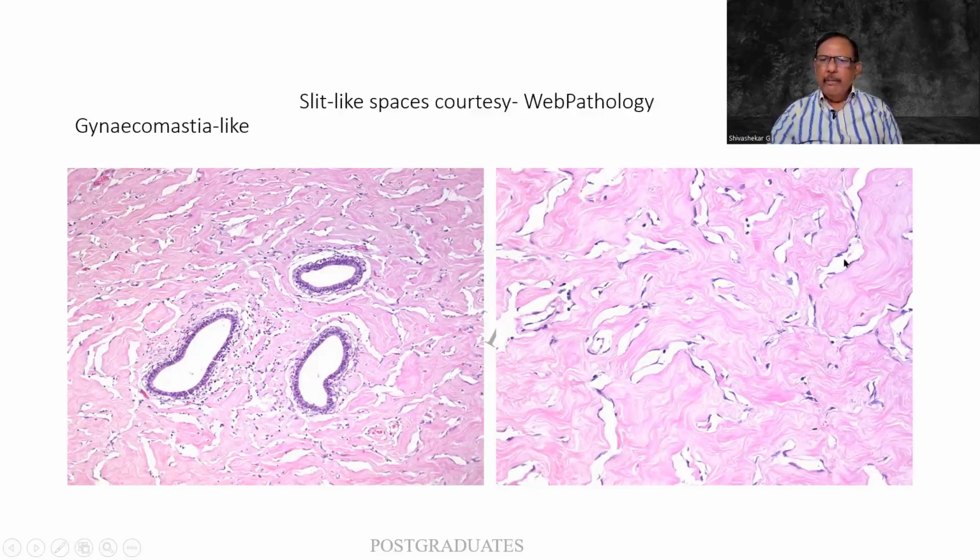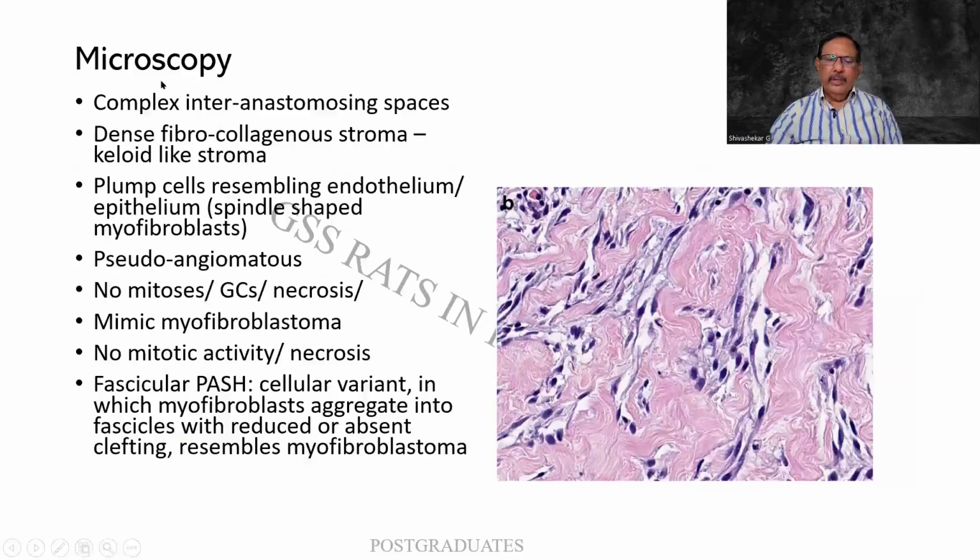am able to see multiple slit-like spaces which are again being lined by elongated cells. Under the light microscopy, this can give an illusion of endothelial cell lining, wherein it becomes a vascular lesion rather than a stromal lesion. The microscopy, kindly go through it.